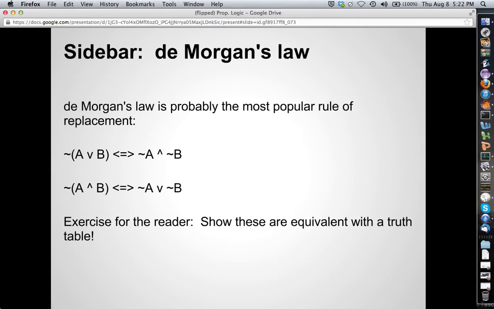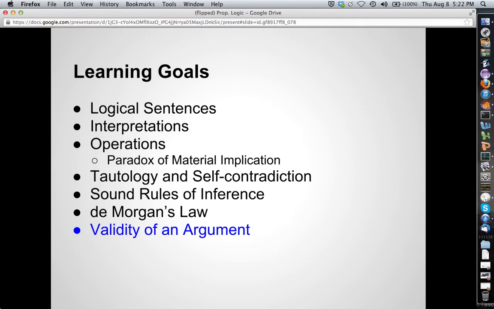And I'm, again, going to leave it to you to show that these are equivalent with the truth table. It's not particularly hard to do, and it's a good activity. You should probably go ahead and give that a try. So now let's talk about the validity of an argument.